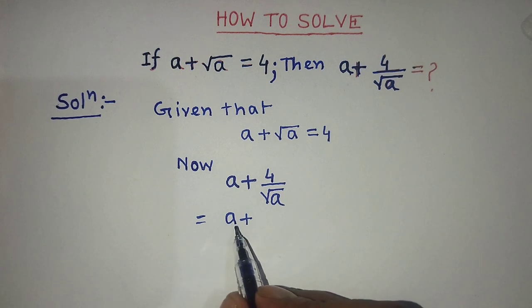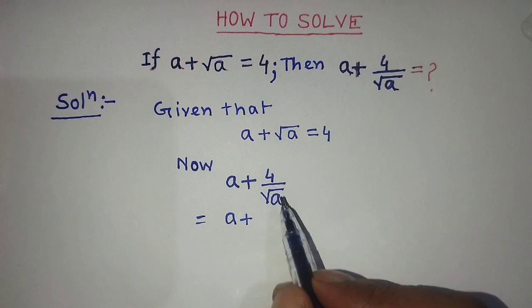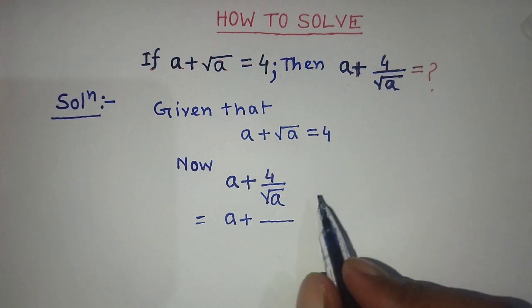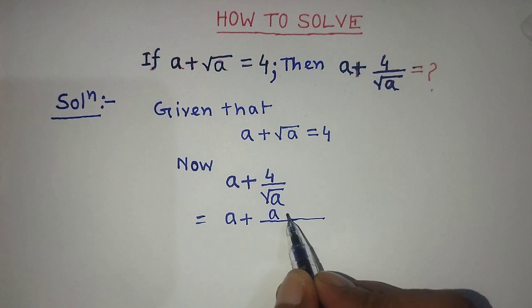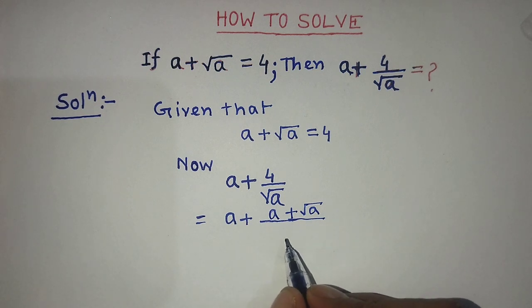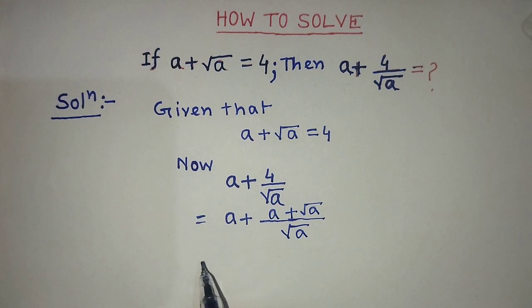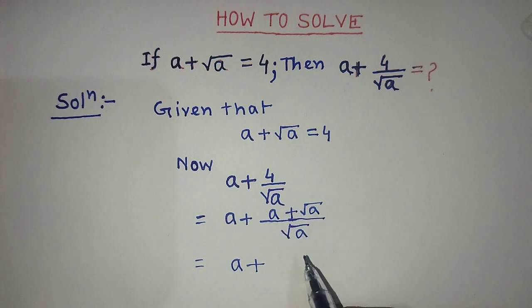So my dear student, we can write here a plus, and in this fraction, in the place of 4 we have to write the value of 4, which is a plus root over of a. So in the place of 4 we can write a plus root over of a, and in the place of the denominator again we have to write root over of a. Okay student. So after that again we have to write a plus, the numerator is a plus root over of a, and the denominator here is root over of a.